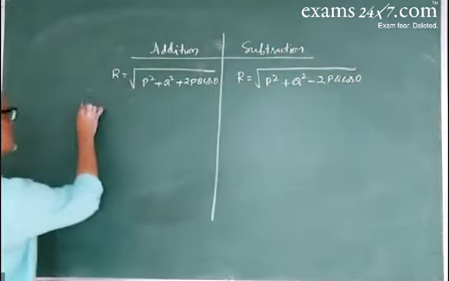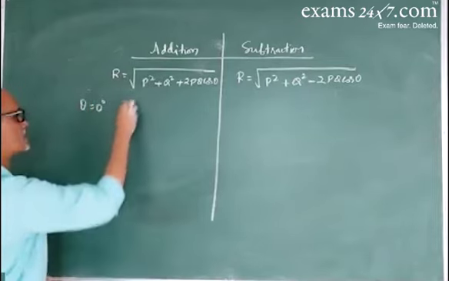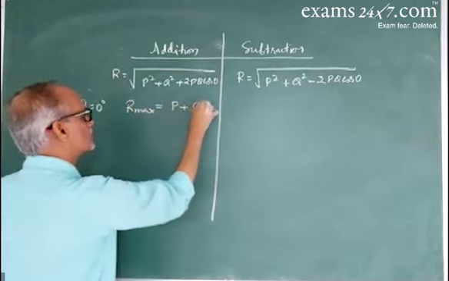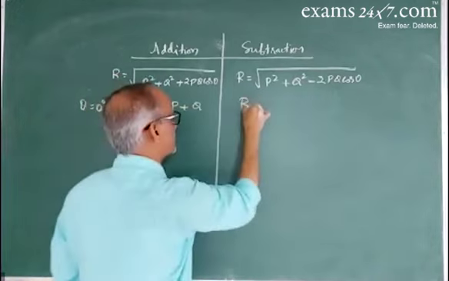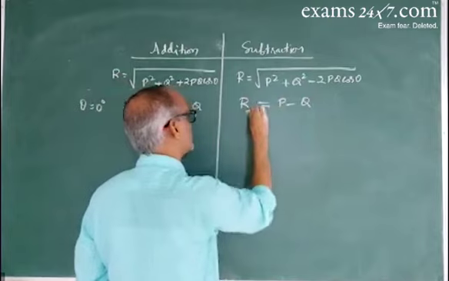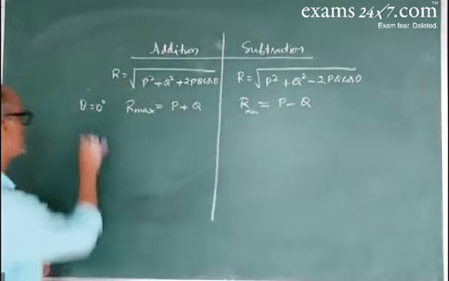When theta is 0 degree, here the resultant is maximum, R max is equal to P plus Q. Whereas when theta is 0 degree and we subtract the vectors, we get R is equal to P minus Q. So R is minimum when we subtract the vectors, whereas when we add the vectors, R is maximum.